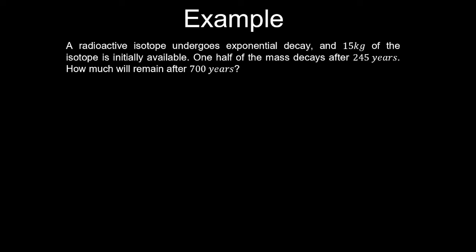A radioactive isotope undergoes exponential decay, so the rate of change of the mass of the isotope with respect to time is proportional to the current mass of the isotope. And k is the constant of proportionality, or the rate constant. Now we have an initial mass of 15 kilos, so when you solve this differential equation, you're going to get the mass at time t is equal to the initial mass by e to the negative k multiplied by t.